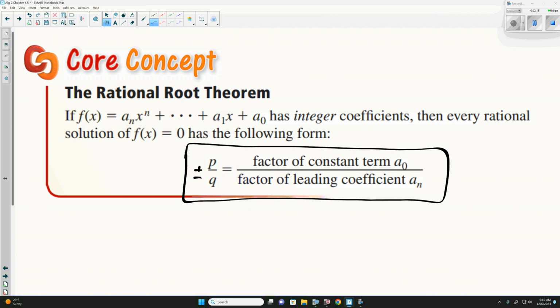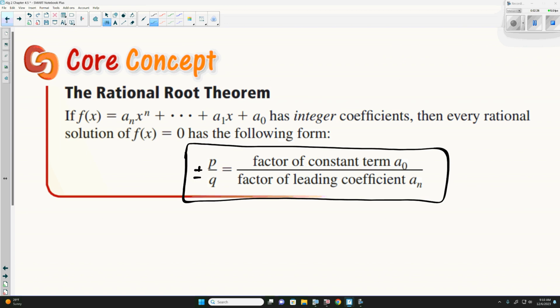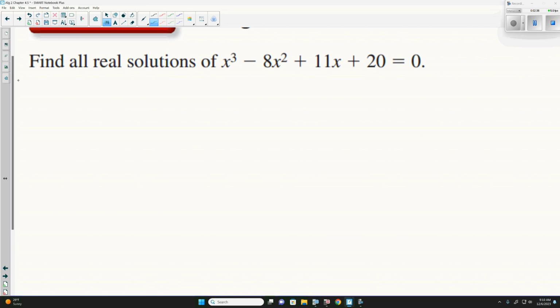So, p is the factors of the constant term, so our term without a variable, and q is the factors of the leading coefficient. This will give us all the possible rational zeros, so anything that we can write as a fraction. And this can be very helpful, especially if the solutions that we have for a given equation aren't integers, aren't nice numbers that the graphing calculator will tell us outright.